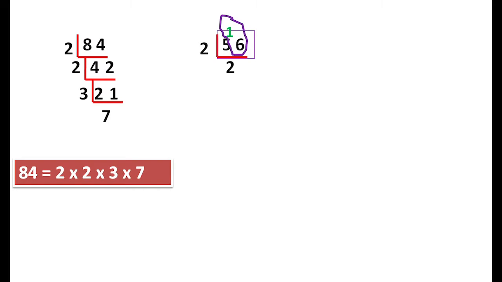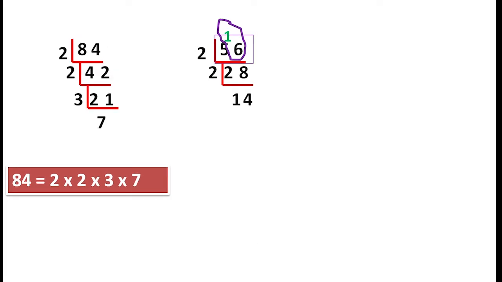And 16 by 2 is 8. So again 28 comes. 28 is an even number. We can divide with 2. Here 2 by 2 is 1 and 8 by 2 is 4. And 14 is an even number. So we can divide with 2.